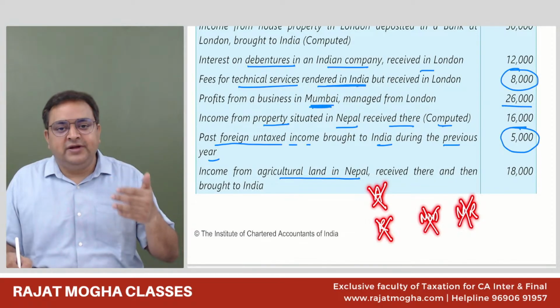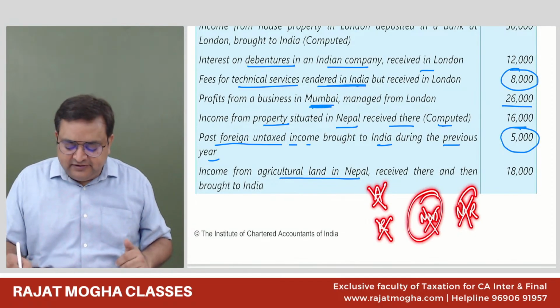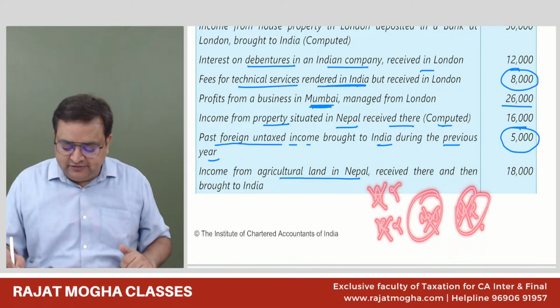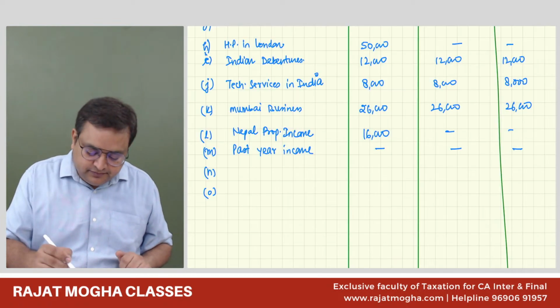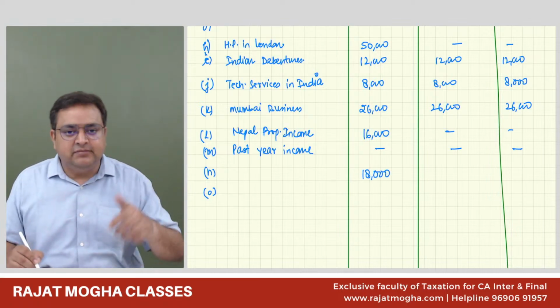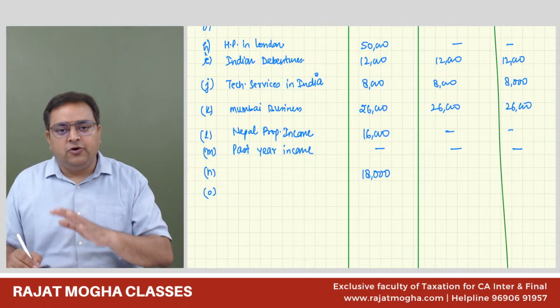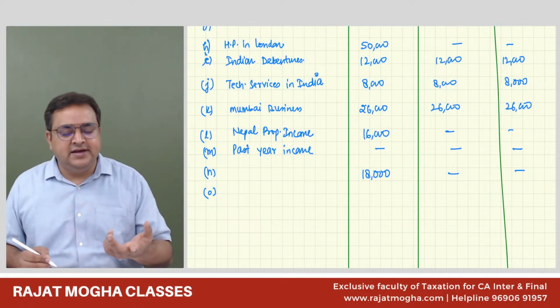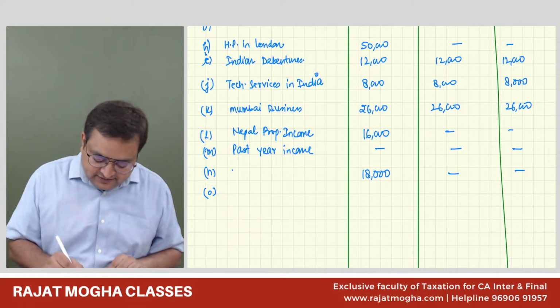Agriculture income from outside India is taxable, but we can't tax these two. Why? It is not arising, not received. Only for ordinary we have to pay tax. So 18,000 would be only here, because this is a taxable income, but only for ordinary resident. And these two people will not pay tax because it is neither arising in India nor received in India.